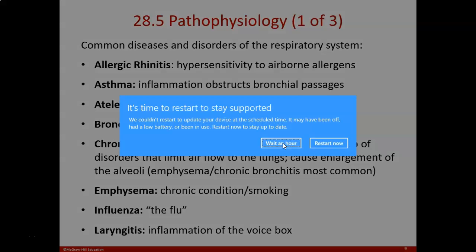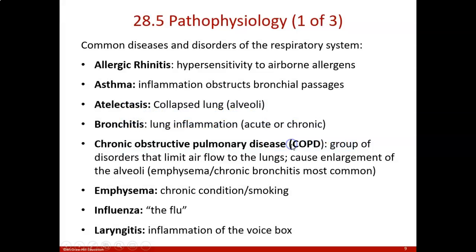Then we have another condition called atelectasis, and I kind of alluded to that already. They call it a collapsed lung, but it isn't necessarily the whole lung that collapses, it's actually the alveoli. And so one of the things that helps to keep the alveoli open and patent and allowing gas exchange is that residual volume of air that we talked about. So if something happens to that residual volume, it can cause the lungs to collapse.